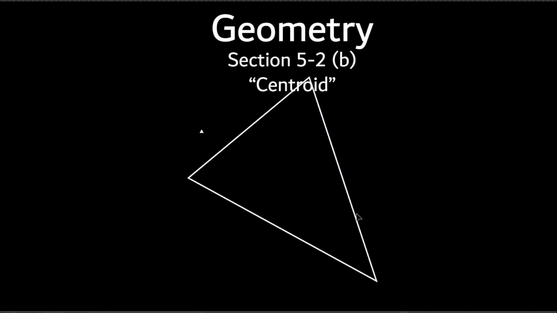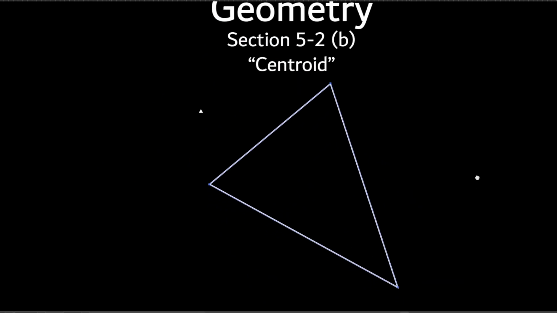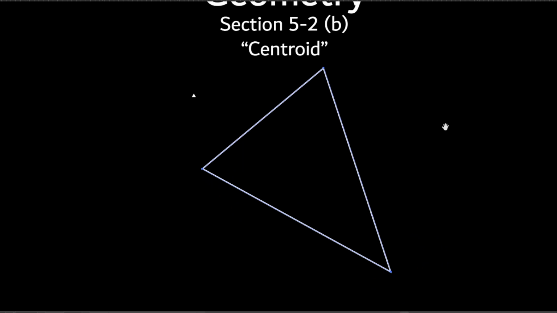All right, so let's just have a triangle, any old triangle. So watch what we're going to do. We talked earlier about how to find the centroid. Remember how to find the centroid from earlier? So we find the what? The midpoint of all three sides.